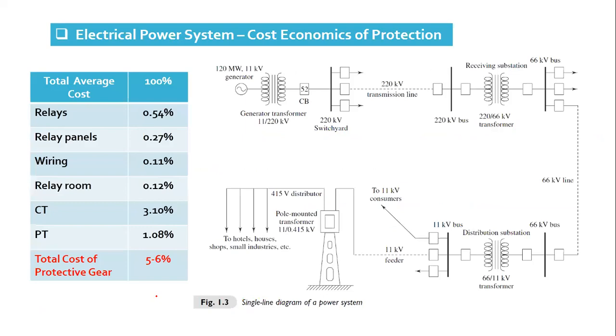So if we see the total cost of protection, it covers everything: relay, panels, wiring, room, CT and PT. The general cost of protection of any equipment in the power system is in the range of 5 to 6% of the cost of the equipment to be protected. In exceptional cases this cost can be more, but this is a general thumb rule that the cost of protection of any equipment should be around 5 to 6% of the total cost of the equipment to be protected.